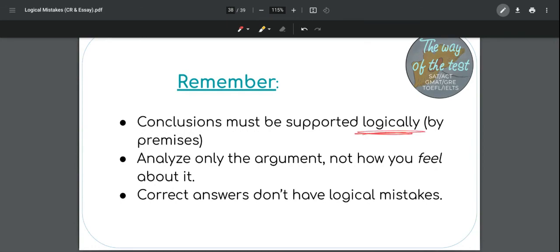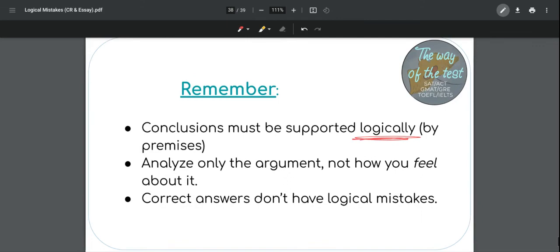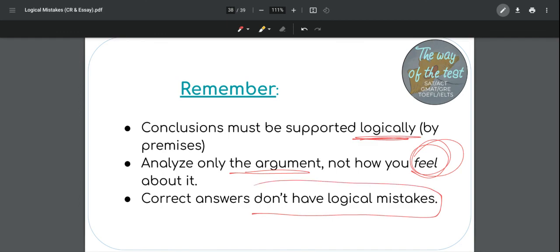They must follow a logical path. Remember to analyze only the argument, not how you feel about the argument. Even when the argument agrees with you, even when you pretty much make the same argument, still try not to go with it. Don't go with hunches, okay? Try to analyze the logic of it. And remember, correct answers don't have logical mistakes. So every single incorrect alternative will have a logical mistake.